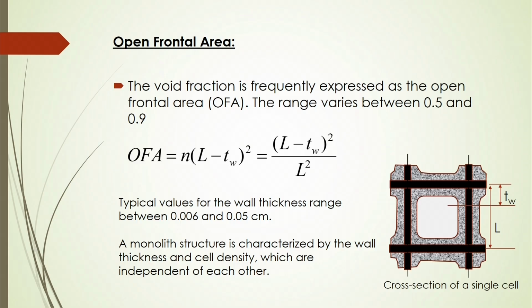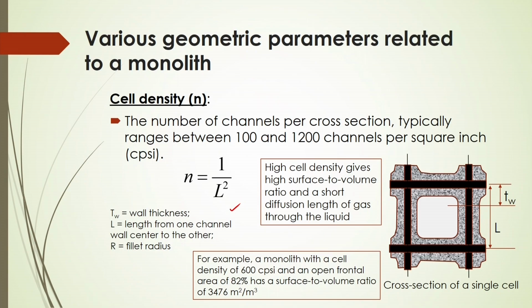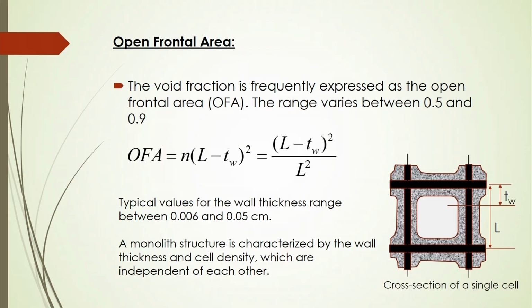Now, what is the open frontal area? That is very important, because the cell density depends on the open frontal area, as this open frontal area will give you the measurement of the surface to volume ratio. So, the void fraction is frequently expressed as the open frontal area. The range varies between 0.5 to 0.9. So, we can represent this open frontal area as OFA.